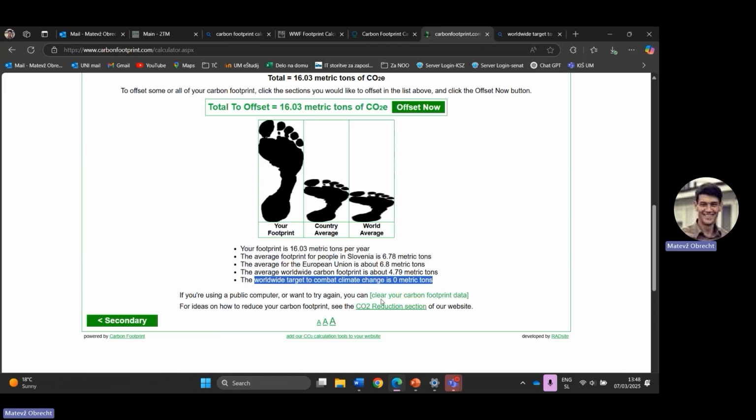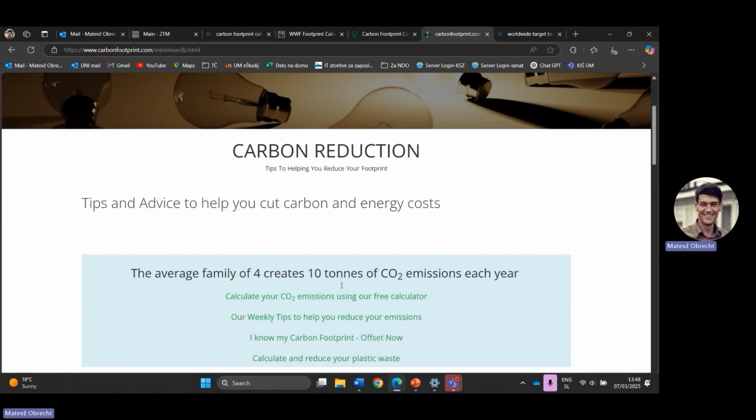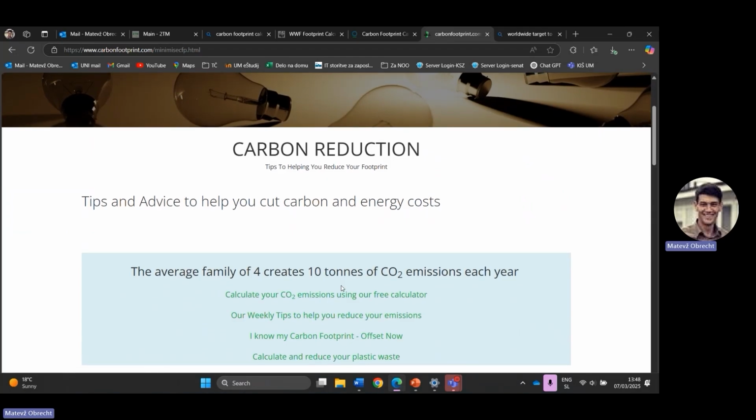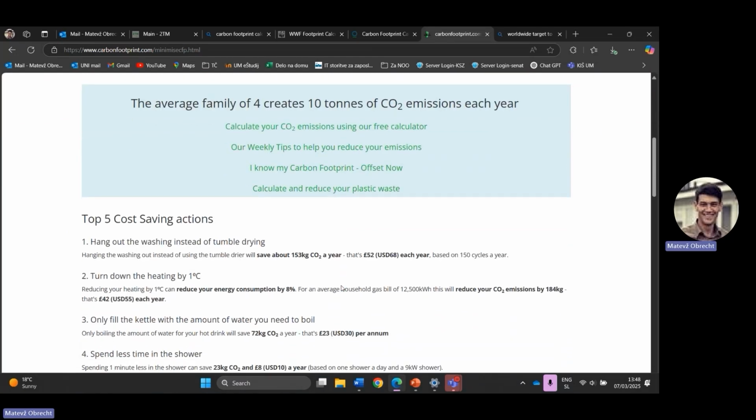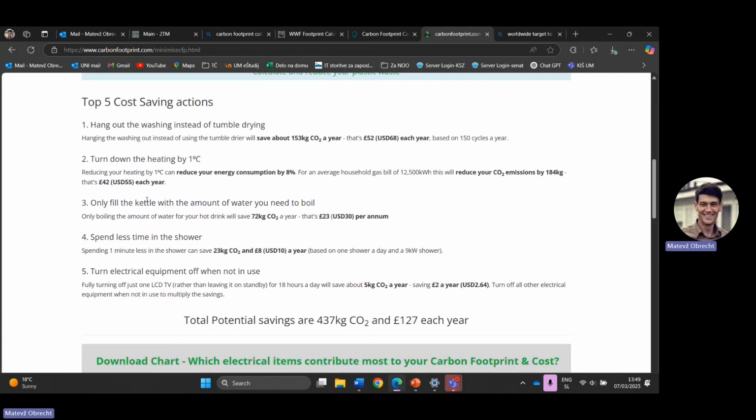So here you can also see what are the potentials for the reductions. So here you can click on the carbon reduction section. Here you have tips and advice to help you to cut your carbon emission as well as the costs. So, for example, the average family of 4 people creates 10 tons of CO2 emissions per year. And here you can have the saving actions.